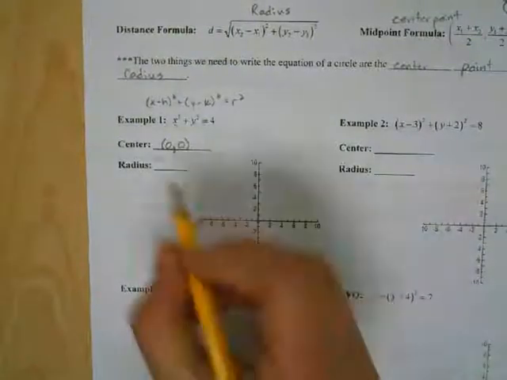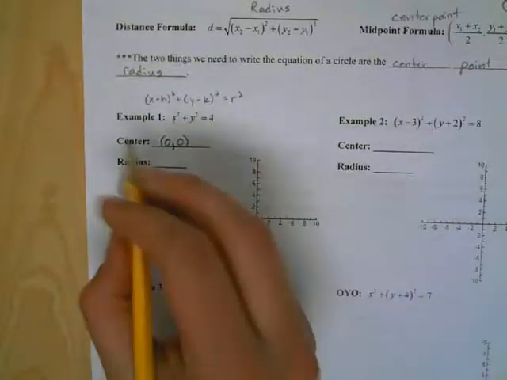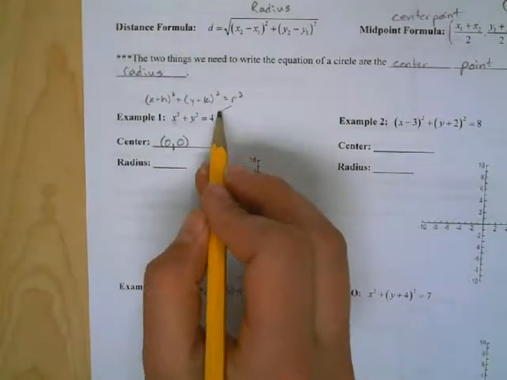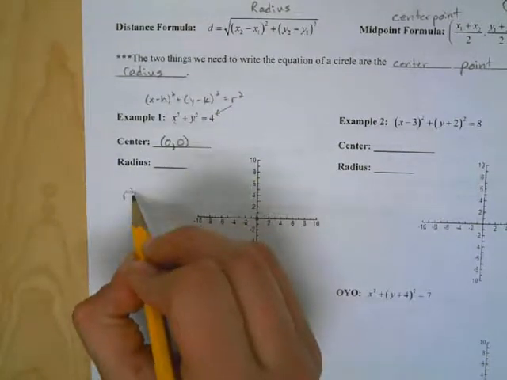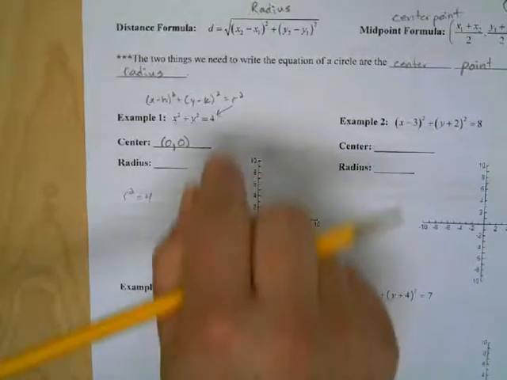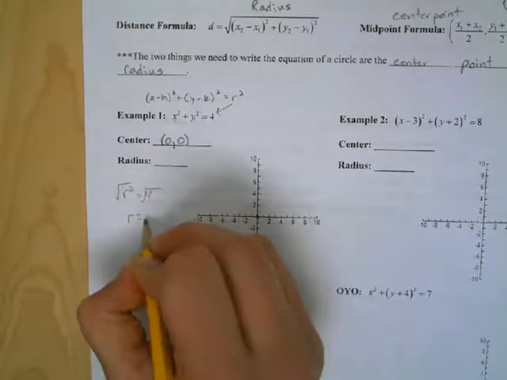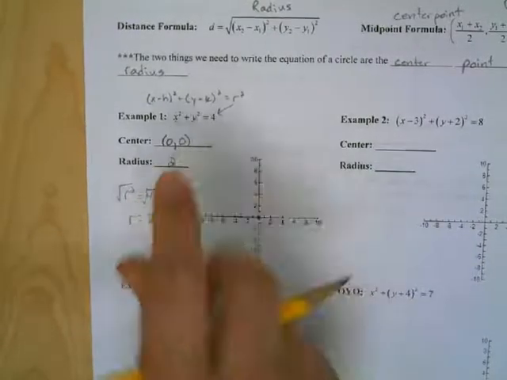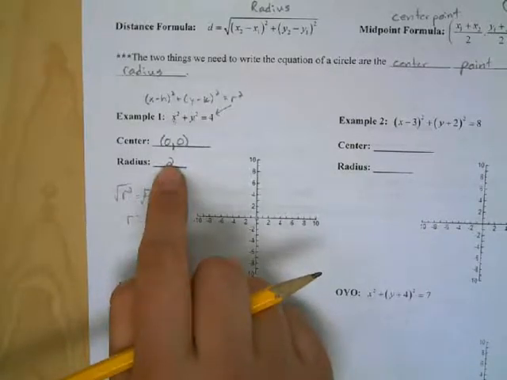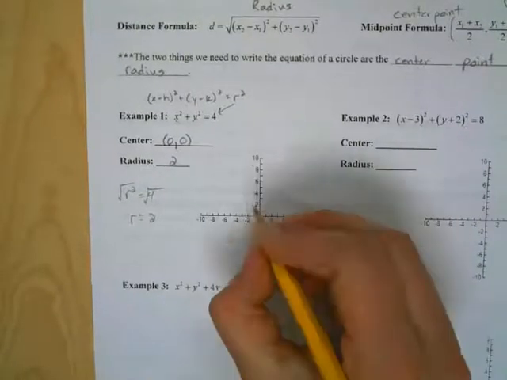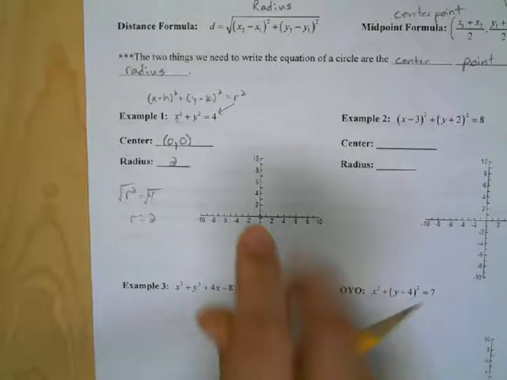Okay, now the radius. A lot of people want to write 4, but that's not true. The formula says that r squared equals 4. Well, if r squared is 4, then the square root of that would give me r. So r is actually 2. So I have a radius of 2 for my 0, 0.